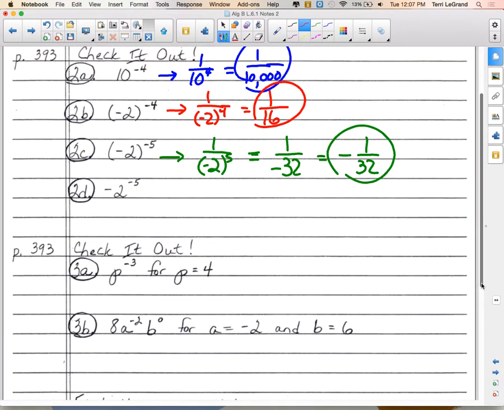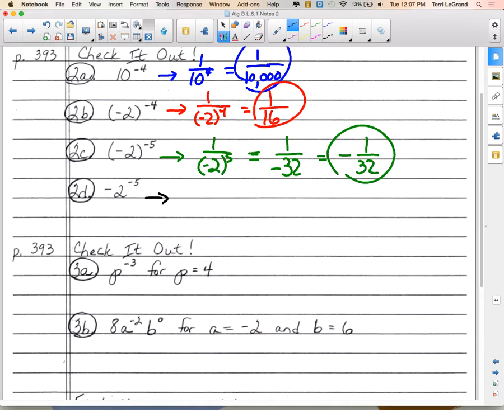Okay? And how about our last one here? 1 over -2 to the 5th power. Is it -2 that's being raised to the -5 power? What's being raised to the -5 power in this problem? Just 2 is, isn't it?